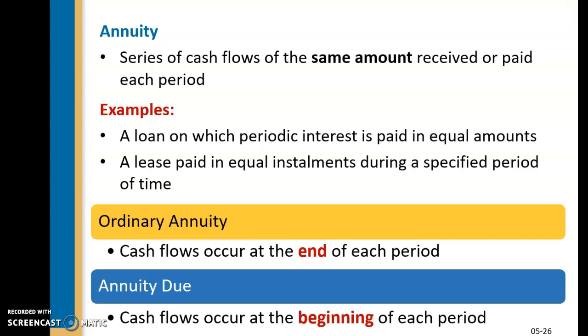We also need to determine whether it is an ordinary annuity or an annuity due. In an ordinary annuity, the cash flow occurs at the end of each period, whereas in an annuity due, the cash flow occurs at the beginning of each period. That's really important to know.